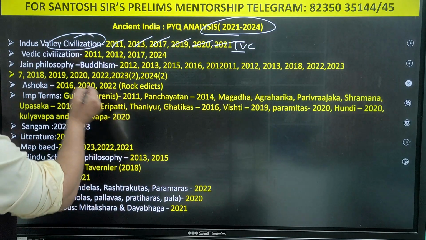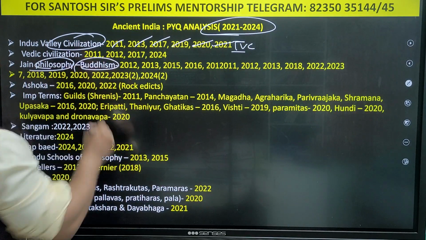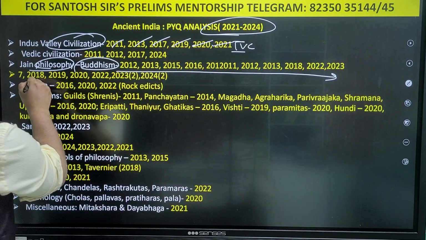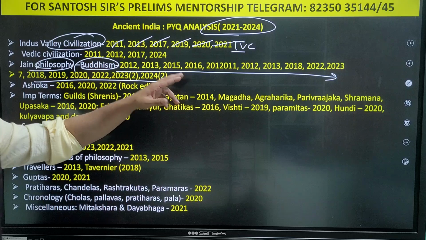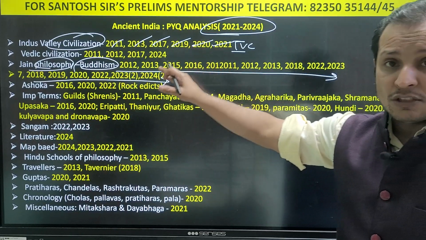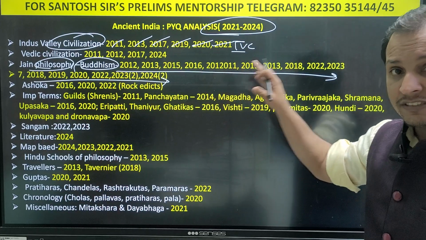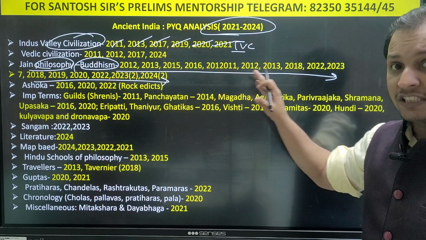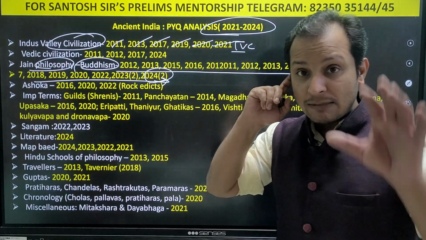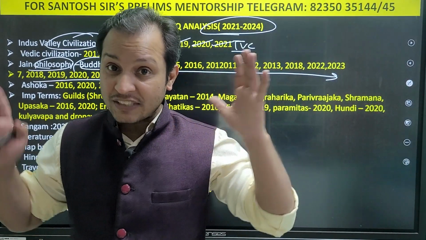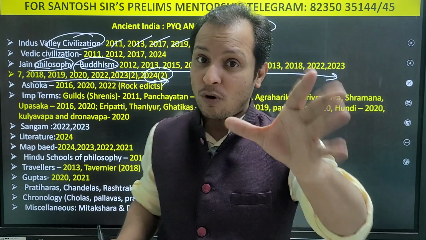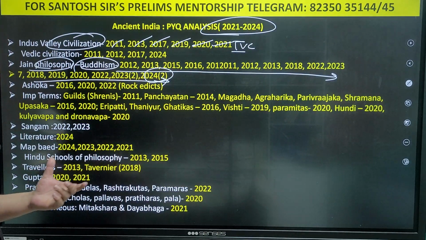Next, guys, you can see here Jainism and Buddhism. Every year you see so many questions. Jainism and Buddhism is the most popular theme. You can see every year: 2011, 2012, 2013, 2014, 2015, 2016, 2017, 2018, 2019, 2022, 2023. 2024 also had 2 questions. Sometimes 2 questions out of 10 questions come from Jainism and Buddhism. So this is the most important theme as far as ancient and medieval is concerned.